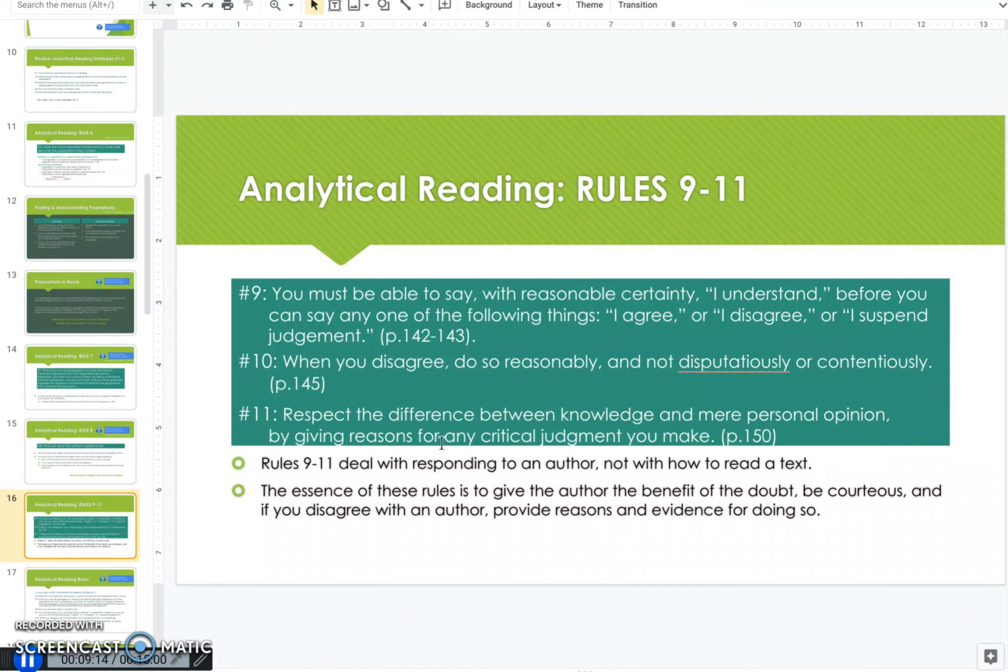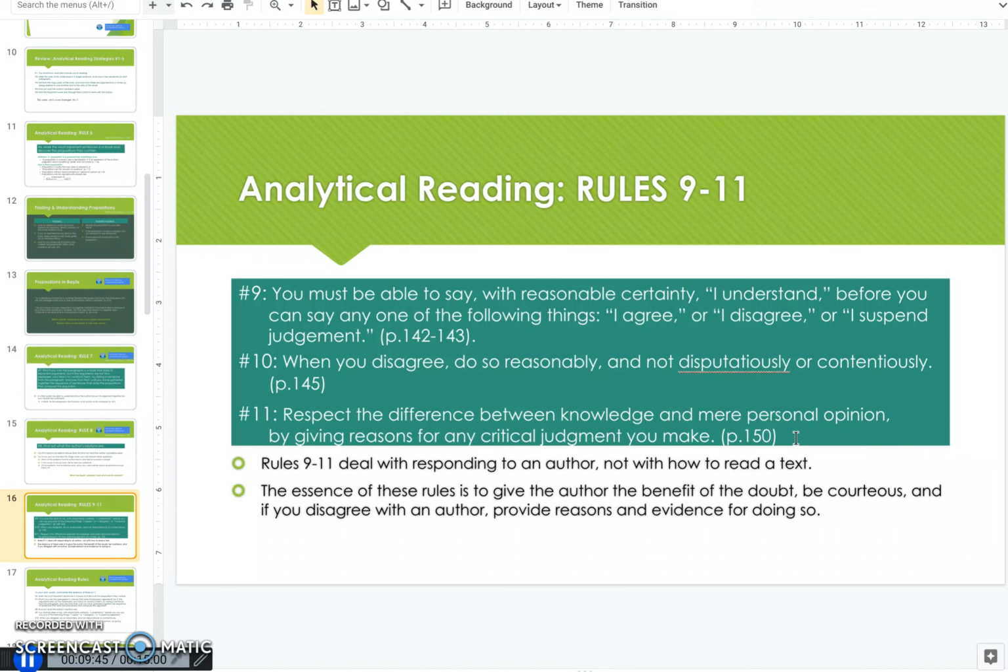Number 11, respect the difference between knowledge and mere personal opinion by giving reasons for any critical judgments you make. All right, so back up your reason for disagreeing with the author with some evidence. That helps it not be just mere personal opinion. And respect that the author, too, may be differentiating between giving their evidence and their claims, and when they're just acknowledging that they're giving their personal opinion.